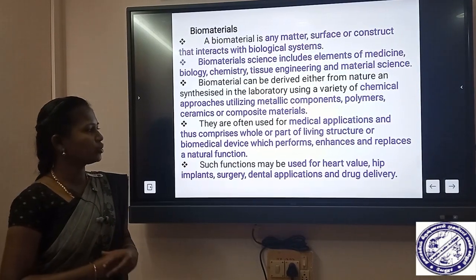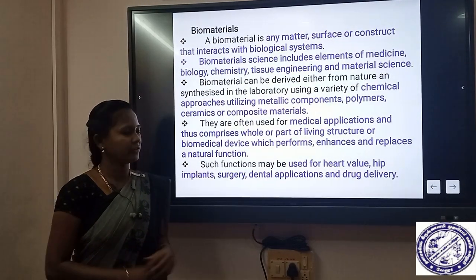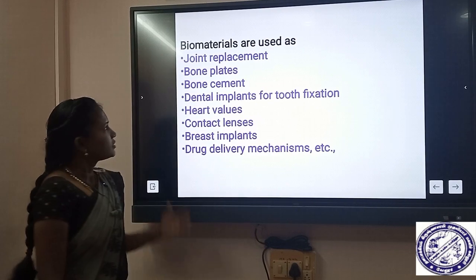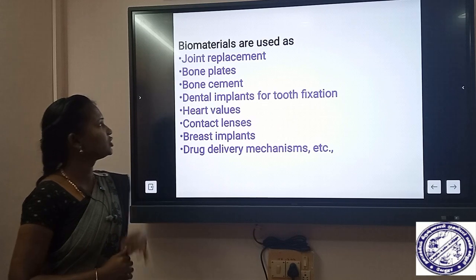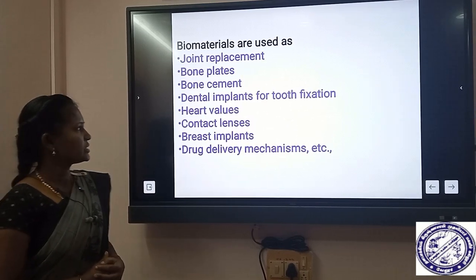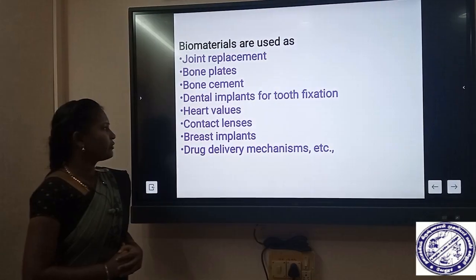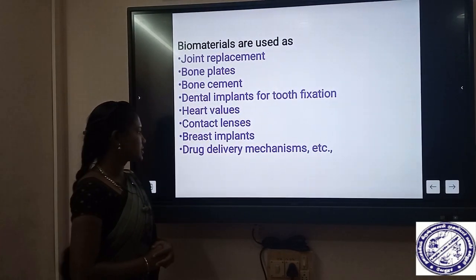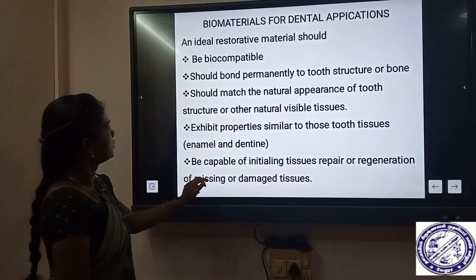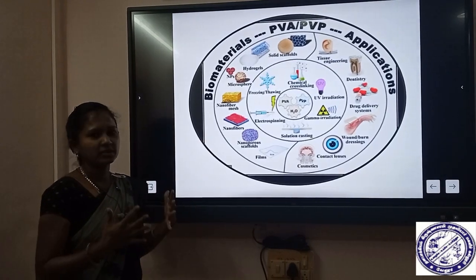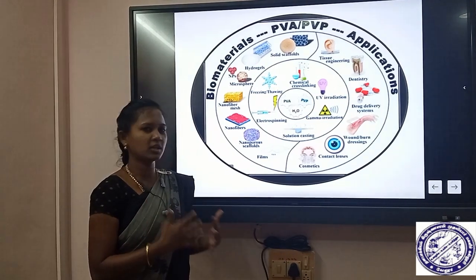Such functions include heart valves, hip implants, surgery, dental applications and drug delivery. These are the major biomedical applications of biomaterials: joint replacement, bone plates, bone cement, and dental implants for tooth fixation. It's a familiar one. Also heart valves, contact lenses, breast implants, drug delivery mechanisms, etc. These are the various medical and engineering applications of biomaterials, like polymer coated biomaterials.